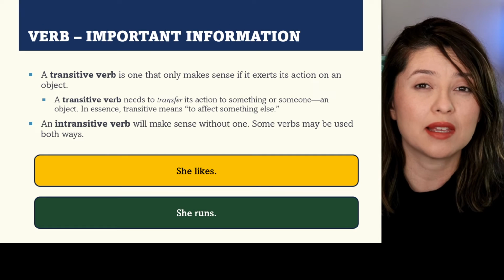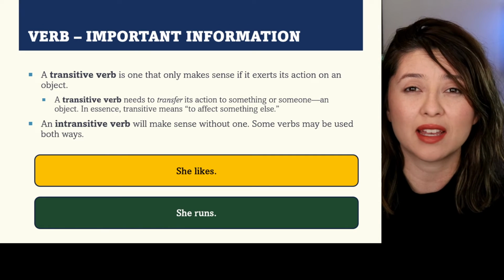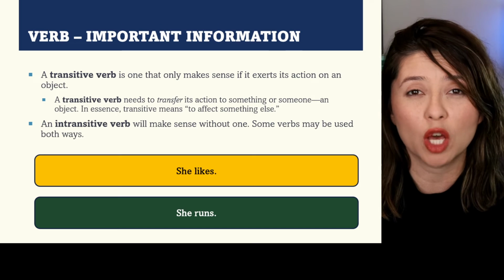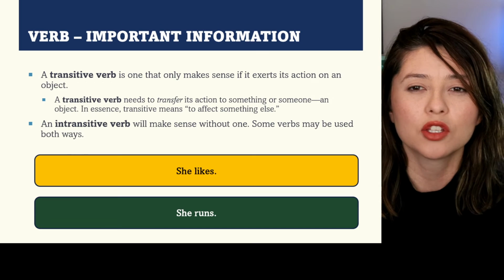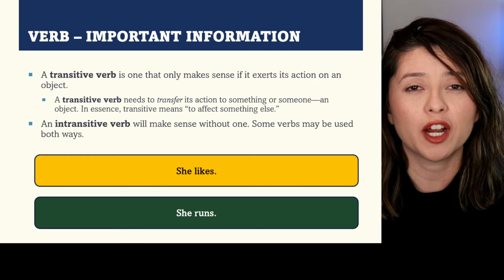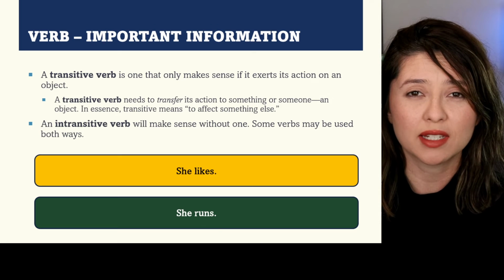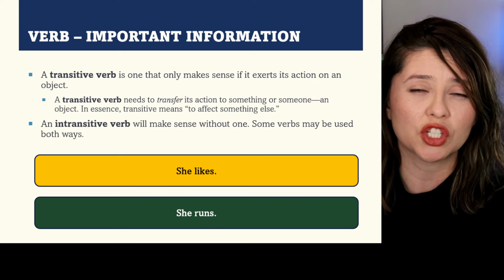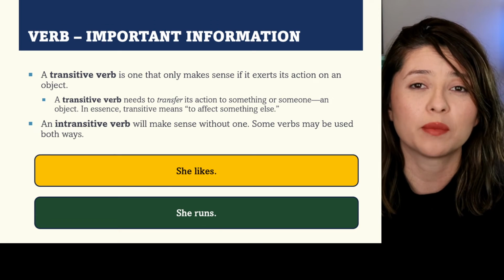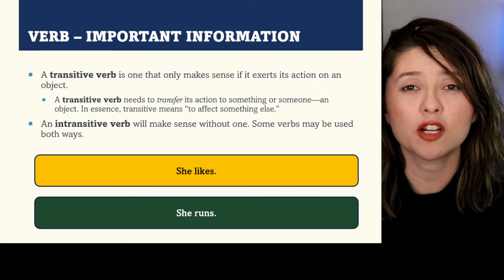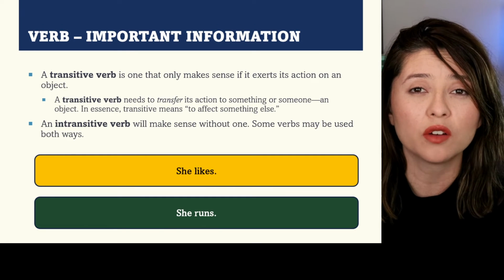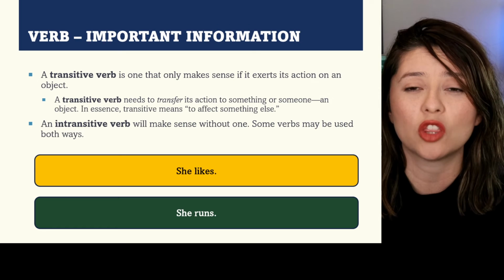And that simply means that the verb cannot stand alone. It needs an object to make sense. So a transitive verb needs an object, something to transfer the action to. An intransitive verb is the opposite. It's a verb that can stand alone and doesn't really need an object.